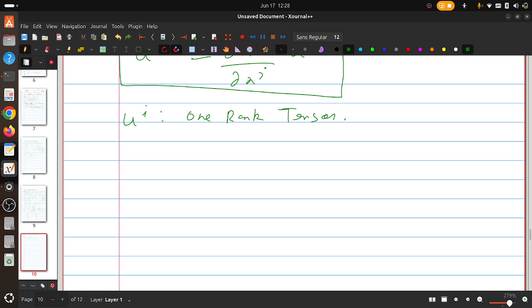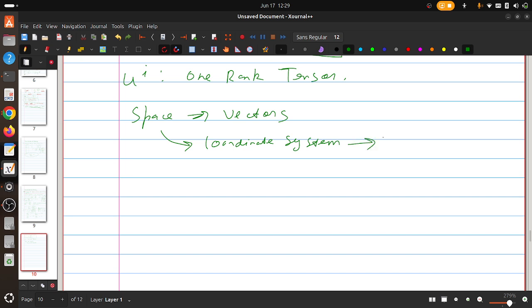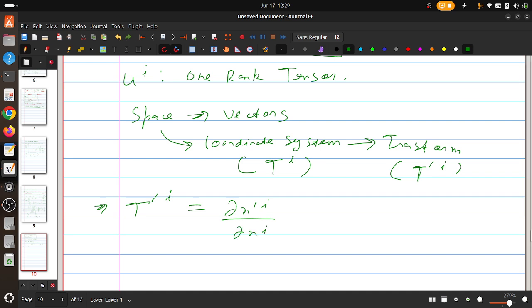In general, forget relativity, forget everything, just remember that you are in some space. If you do a coordinate transformation, that means you can define vectors as well as express those vectors, because there is a space, so you have a coordinate system as well. Obviously you can transform the coordinate system. Suppose in this coordinate system the vector components were t i, and when you transform, it becomes t prime i. After this transformation, a one rank tensor is something where t prime i is basically del x prime i over del x j into t j. So this is a one rank tensor.